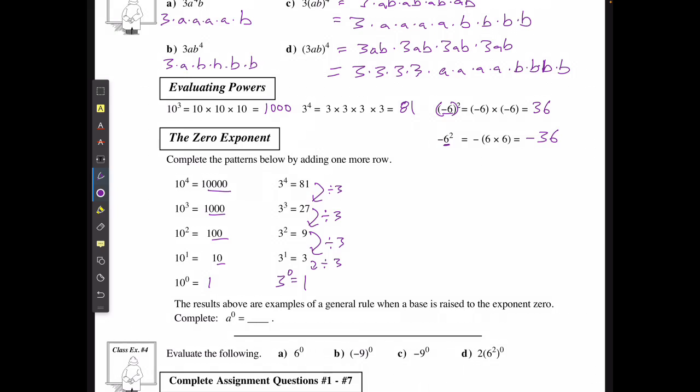So the results are examples of a general rule with any base. When it's raised to the exponent of 0, the answer is always going to be 1. Anything to the power of 0 is just 1.